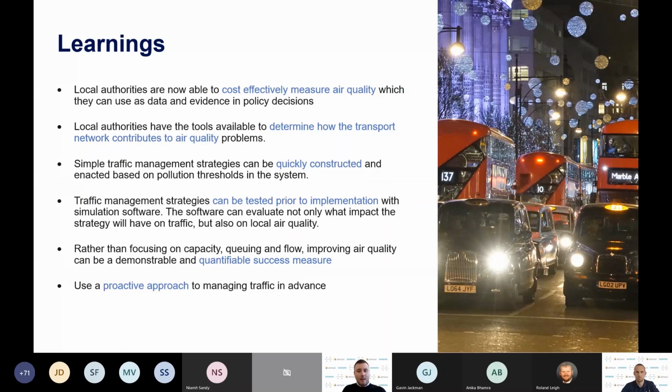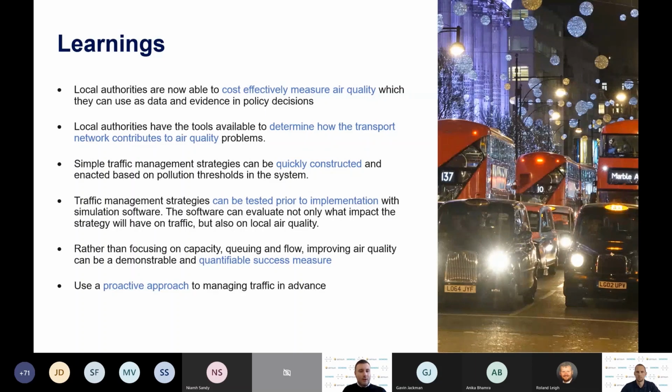If you know that on a particular day you might have particular air quality problems around the school, for example, you may be able to introduce some measures to actually prevent that from happening, rather than dealing with it once it has happened.